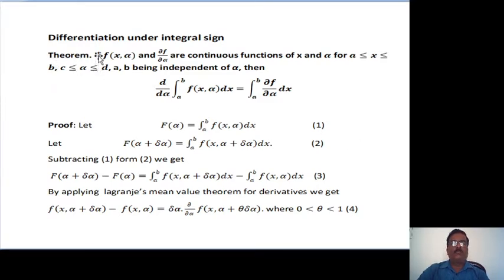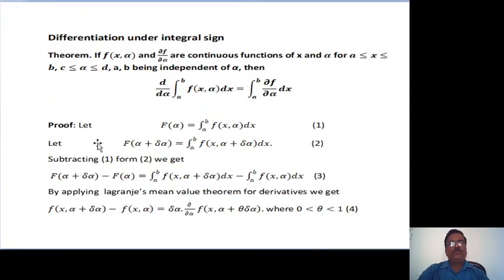So there is a theorem. If f of x comma alpha and dou f by dou alpha are continuous functions of x and alpha for a less than or equal to x less than or equal to b, and c less than or equal to alpha less than or equal to d, where a and b are independent of alpha, then d by d alpha of integration from a to b f of x comma alpha dx is equal to integration from a to b dou f by dou alpha dx.